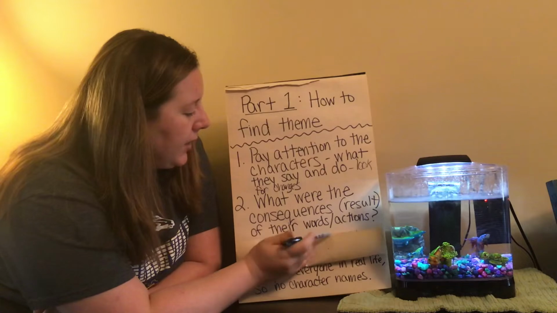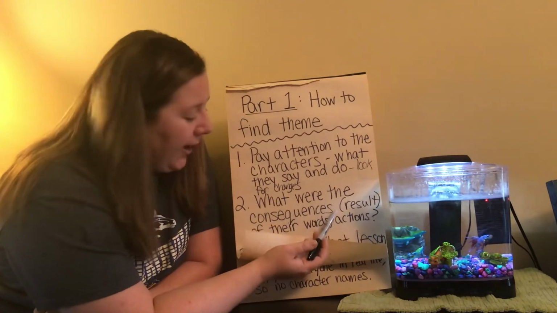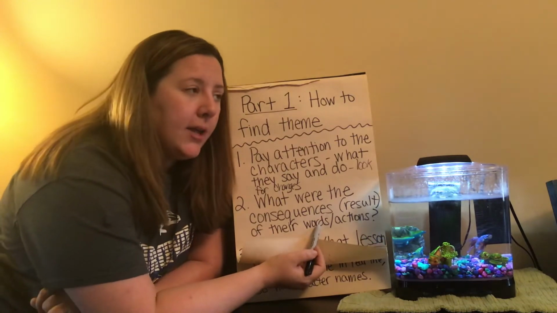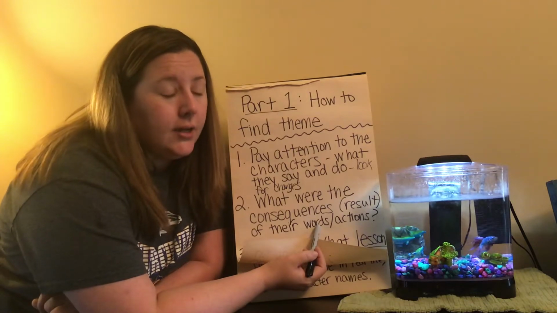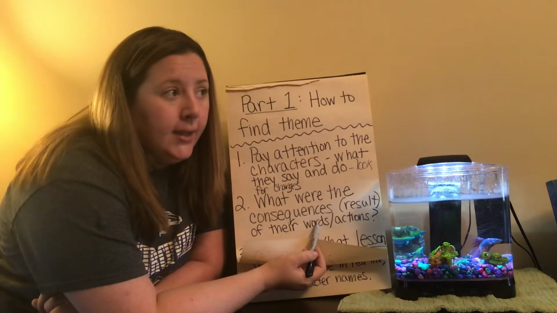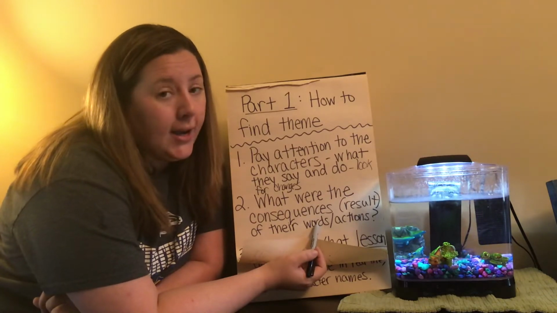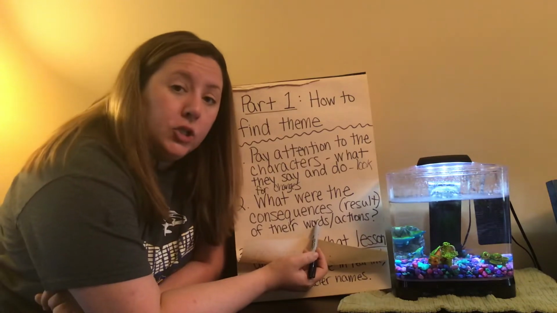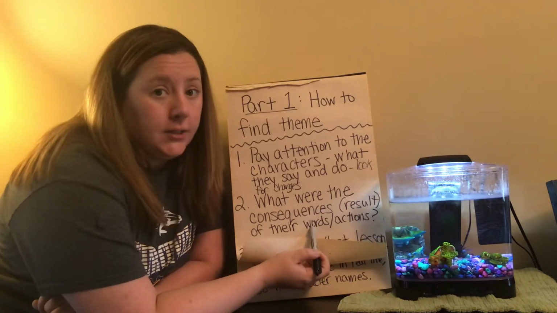The next thing you want to think about, well, what were the consequences or the result? So what happens after their words and actions? Okay, so if you say or do something, there's either going to be a positive result or consequence or a negative result or consequence. So if there's a negative result or consequence, the author's probably showing us what not to do. And if there's a positive one, the author's probably telling us what we should do. Okay, so look for their action and then their consequence.